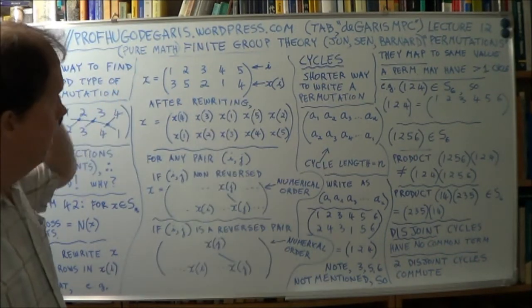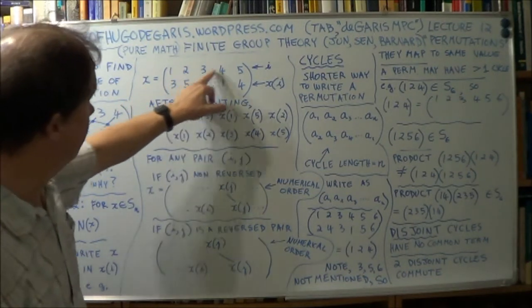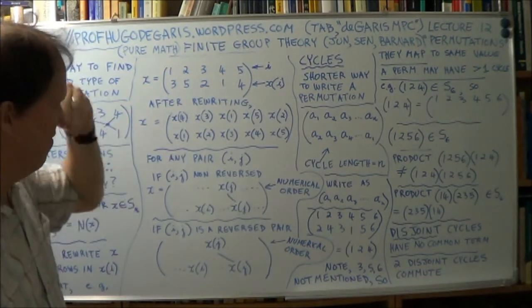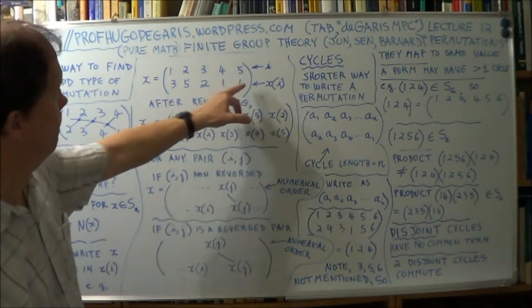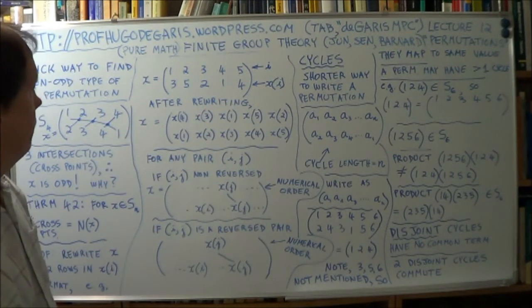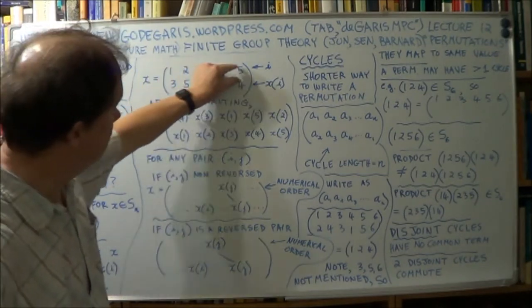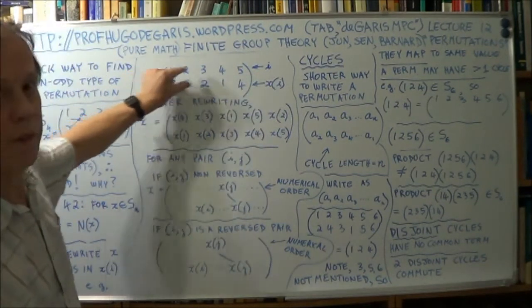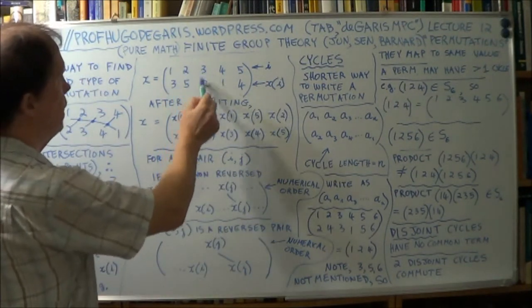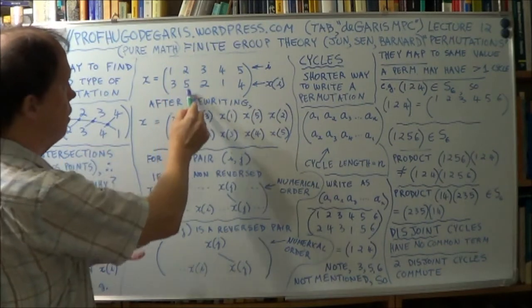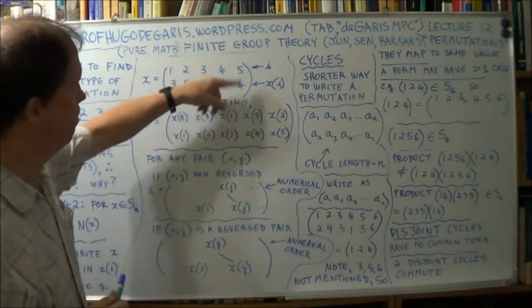Here's a particular example, so x belongs to S5. We've got 5 objects in our set that we're permuting, and this is one particular permutation. Now the trick of the proof involves rewriting these integers, these numbers here. Remember the permutation is just these pairings: 1 goes to 3, 2 goes to 5. That is the set of those pairings.